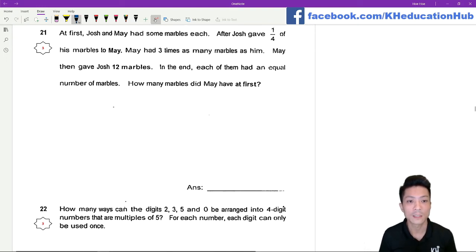Question 21. At first, Josh and May had some marbles each. So after Josh gave a quarter of his marbles to May, May had 3 times as many marbles as him. May then gave Josh 12 marbles. In the end, each of them had an equal number of marbles. How many marbles did May have at first? In this question, we're gonna draw a model.